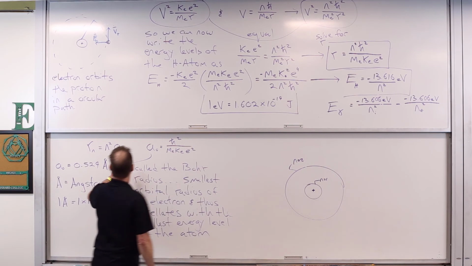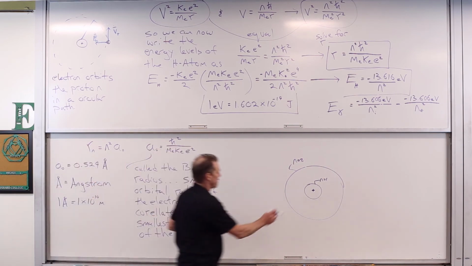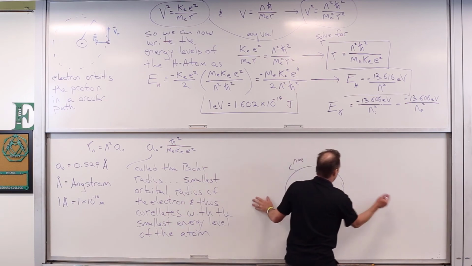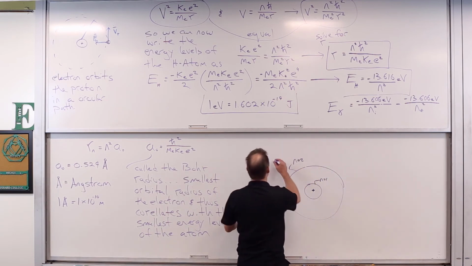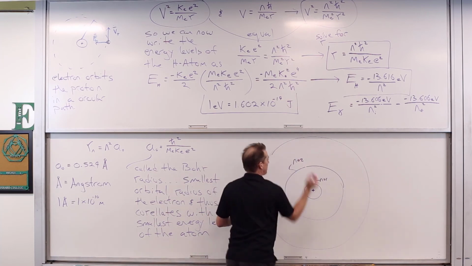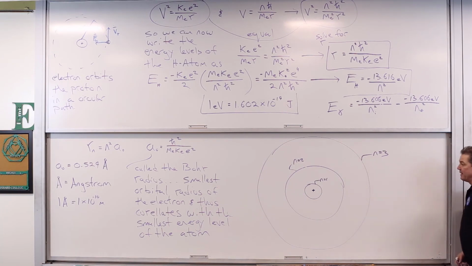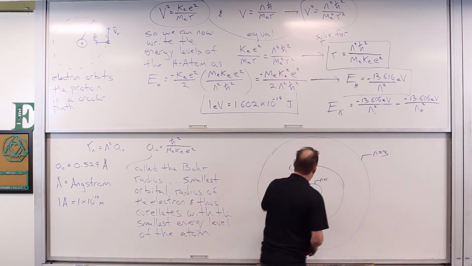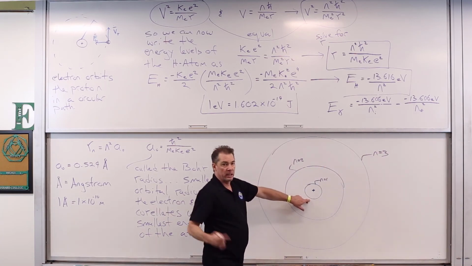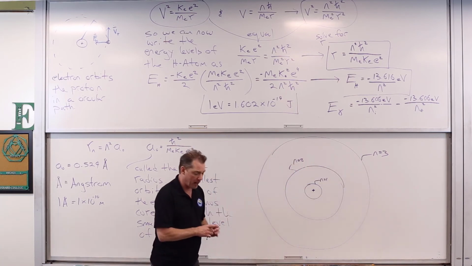And then what do we do? Well, the n equals 3 is 9 times this. So we go 1, 2, 3, 4, 5, 6, 7, 8, 9, and it's way out here. I'm not going to draw this to scale because that's just going to get crazy. But we've got something like this. N equals 3 orbital radius. And these correspond again to the energy levels too. This would be the energy level E1. This would be E2. This would be E3 with the electron occupying those states.